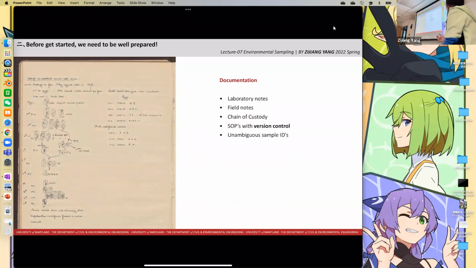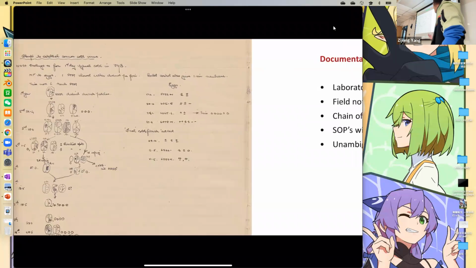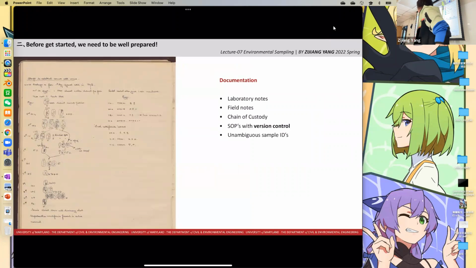So, more about documents. On the left side, I just found some lab notebooks from a Nobel Prize laureate. And we can see the notes are very clean and I like this style. But my notes are like this. Okay, anyway, so we are going to do the lab notes, field notes, chain of custody, and SOP with version control.